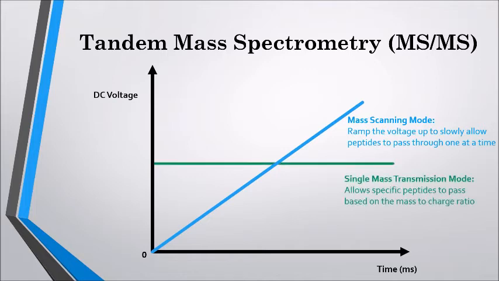The second mode is the single mass transmission mode. Here, a specific DC voltage can be selected to allow one peptide to pass through. The remaining peptides will not be able to pass through and reach the detector in the mass spectrometer. The third mode is the radio frequency mode. It is the mode where all peptides are able to pass through when the DC voltage is set at 0. Now, with these three different settings, the tandem MS approach can be utilized to identify the peptide sequences.